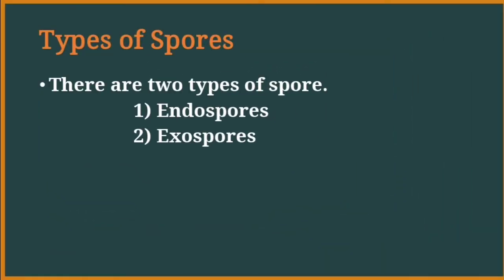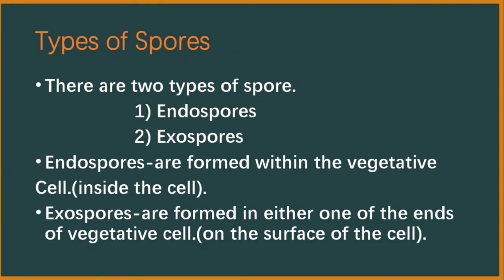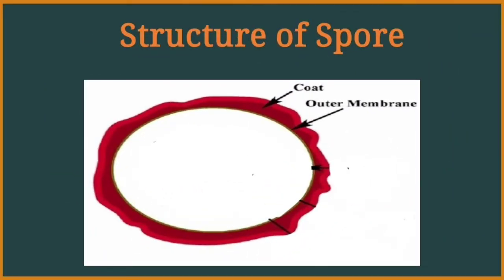Now the types of spore. Basically there are two types of spore. First one is endospore and the second one is exospore. Endospores are formed within the vegetative cell, means inside the cell. And exospores are formed in either one of the ends of the vegetative cell, means on the surface of the cell.